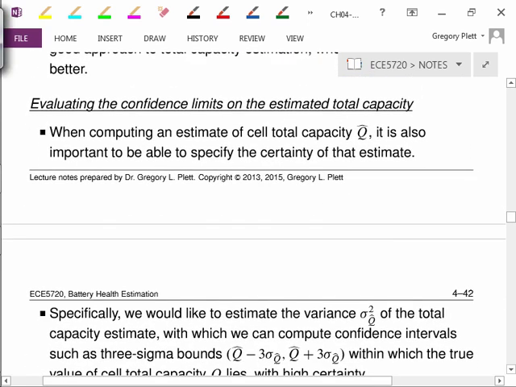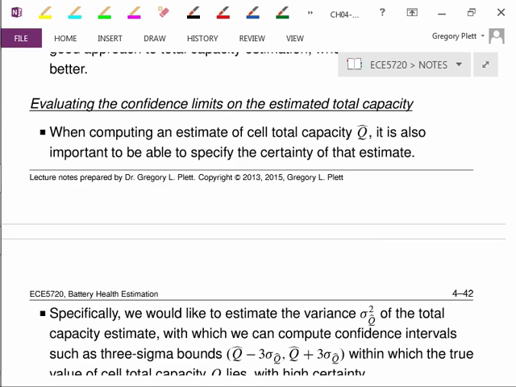We also want to talk about confidence limits on the estimate that we come up with. One really nice feature of the Kalman filter, and one reason we might want to use it even though it turns out it's suboptimal for capacity estimation, is that it gives you not only the estimate of some quantity, but it gives you the error bounds on that estimate.